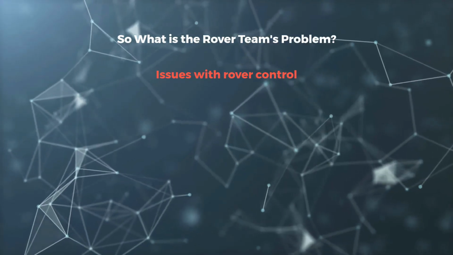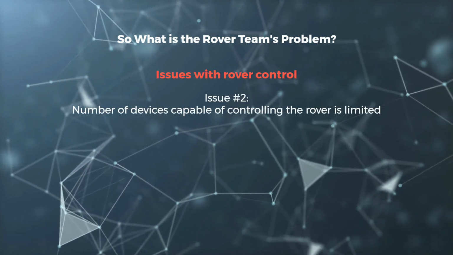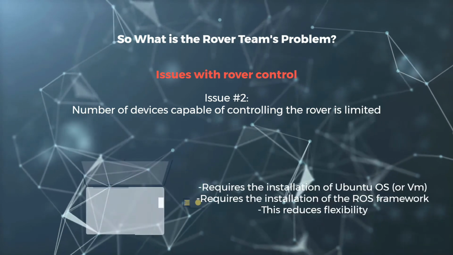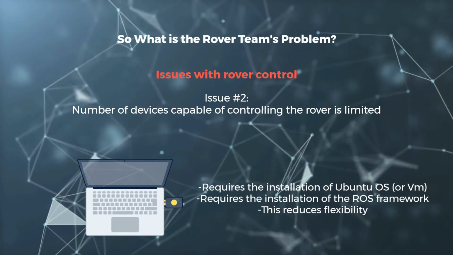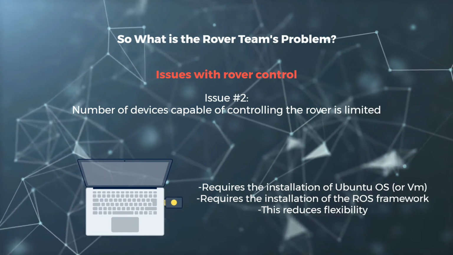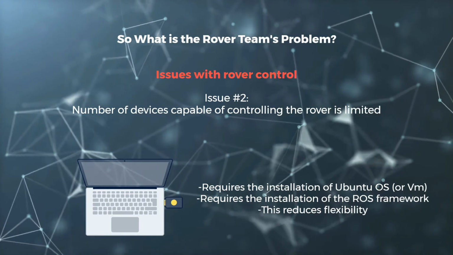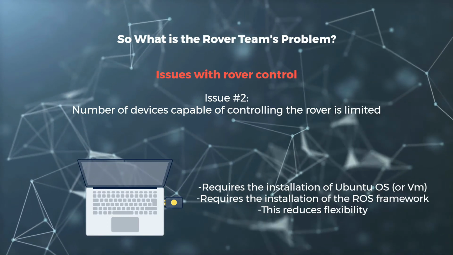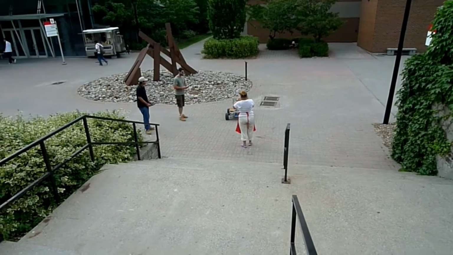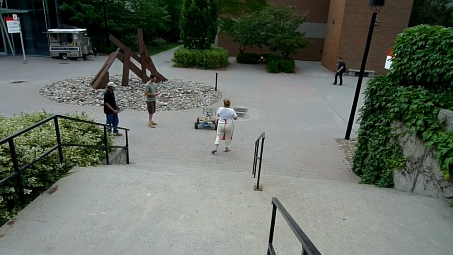The second issue is the number of devices capable of controlling the rover. Controlling the rover requires the installation of Ubuntu operating system or a VM, the ROS framework, and a whole bunch of other software. Not all laptops have the capabilities and the hard disk space to run these software. The rover team dedicates 1 laptop to controlling the rover. This laptop is seen being held by the man in this video. If this laptop breaks, slows down, or someone forgets to bring it, the rover team will face many problems.